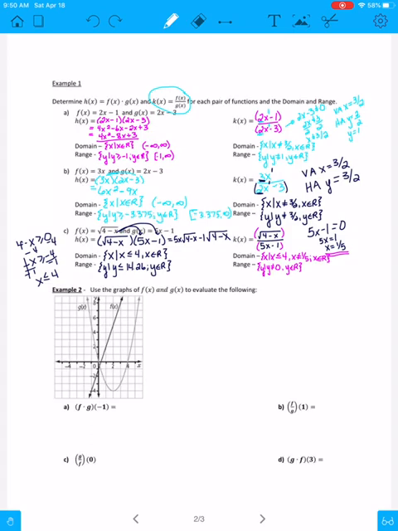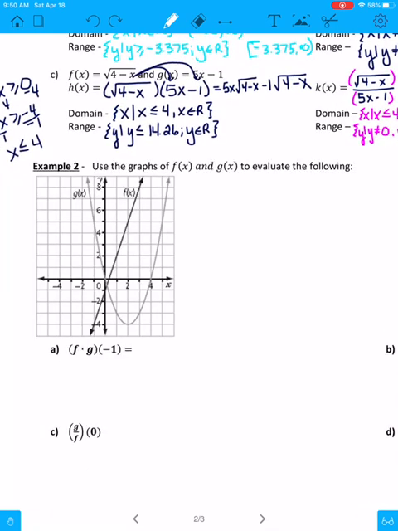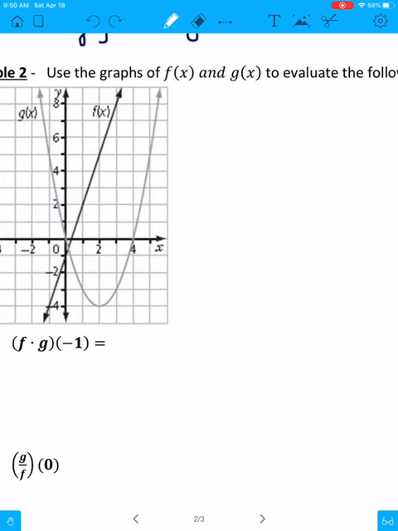Now, we can do what we did before, where we can find specific points. So it says use the graphs of f of x and g of x to evaluate the following. It gives you a graph, and it wants f times g of -1. So the first thing I'm going to do is rewrite that. f of -1 times g of -1. So I just need to get those y values off the graph like we did in the previous lesson. That's why the previous lesson was so much longer to explain this.